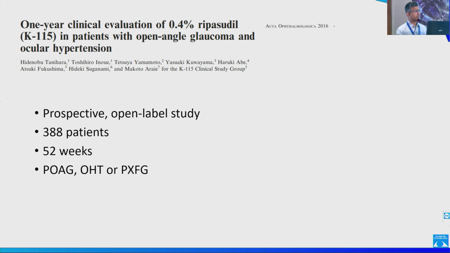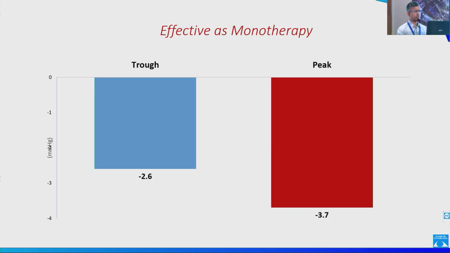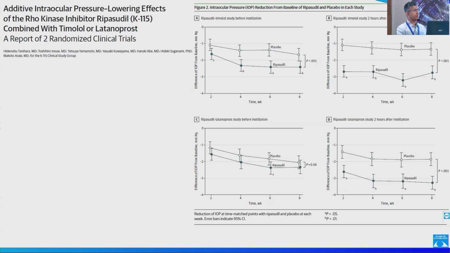And one of the first studies was an open label prospective study when they used this drug in POAG, ocular hypertension, or pseudoexfoliation glaucoma. And they found it was reasonably effective as monotherapy, causing about a 3 to 4 millimeter decrease in intraocular pressure. Keep in mind that most prostaglandins will give you about double this. And when they combined it with timolol or latanoprost, you did see an additive effect.